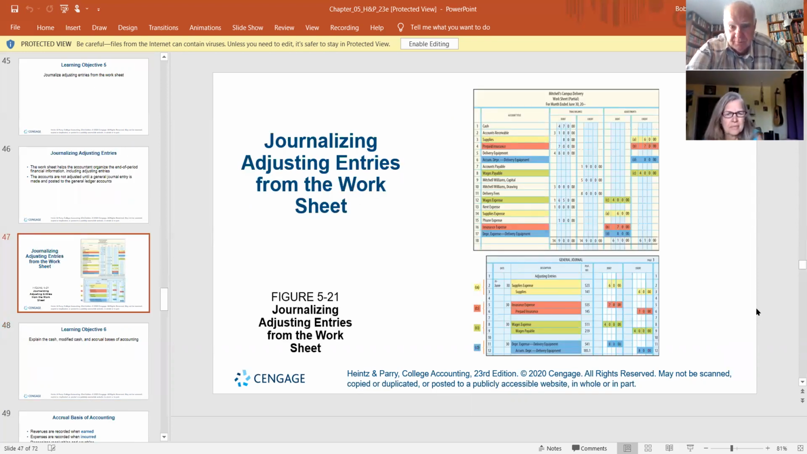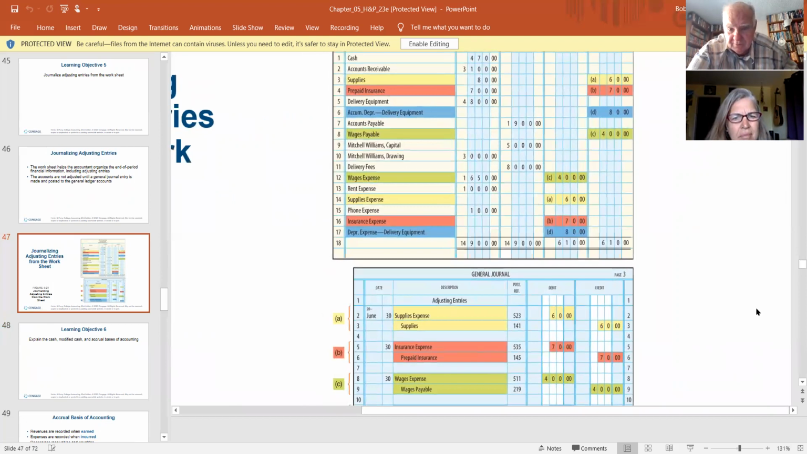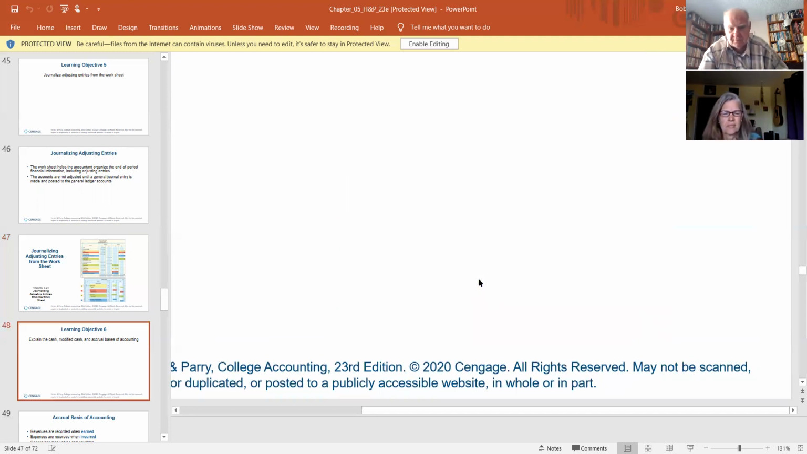And then here we go. Look at this. We can now do our financial statements. So here they're showing you the journal entries. We learned four journal entries: debit supplies expense, credit supplies; debit insurance expense, credit prepaid insurance; debit wage expense, credit accrued wages payable, or just wages payable, I guess. And then the easy one, debit depreciation expense, credit accumulated depreciation.